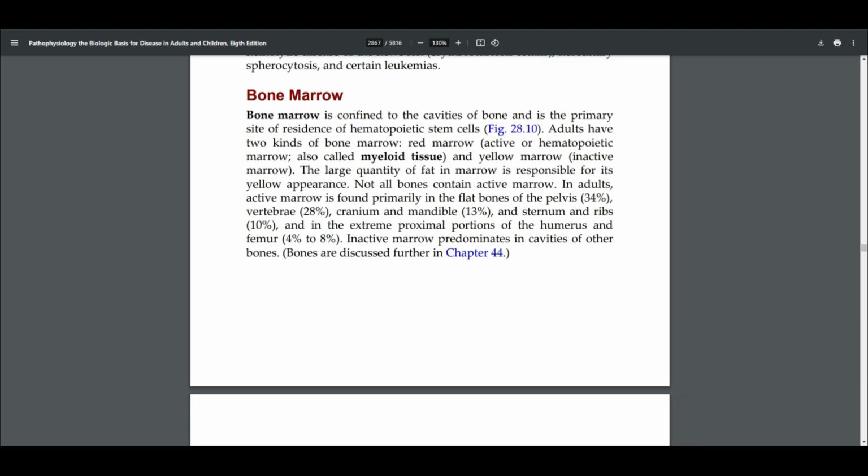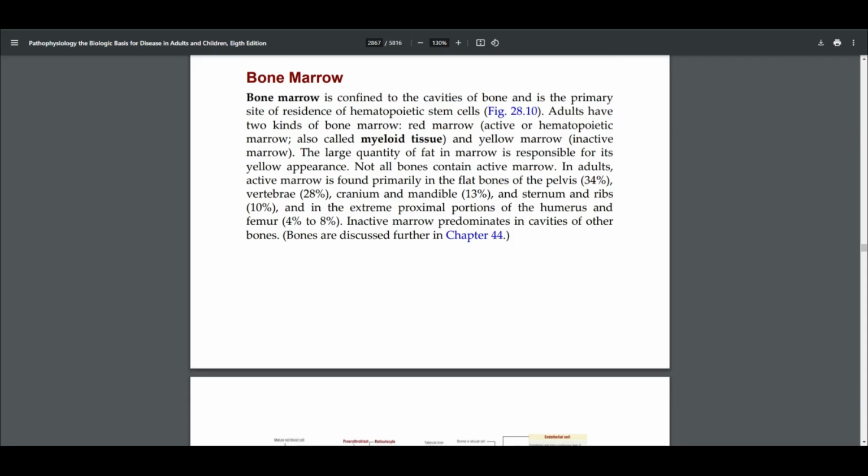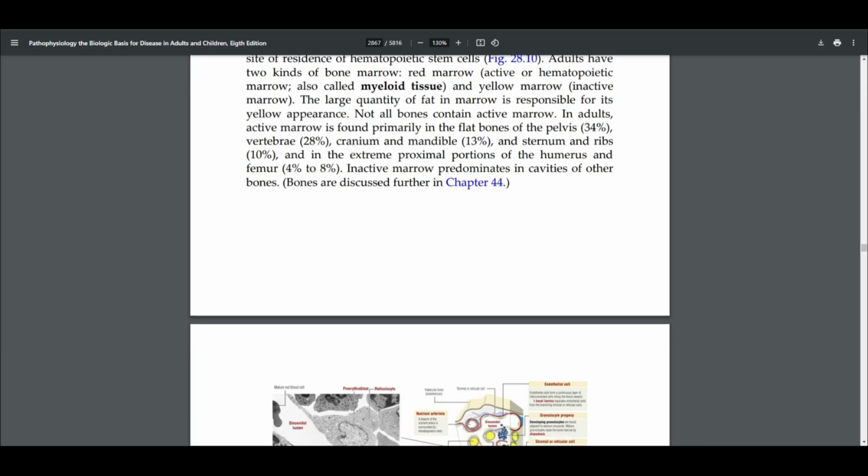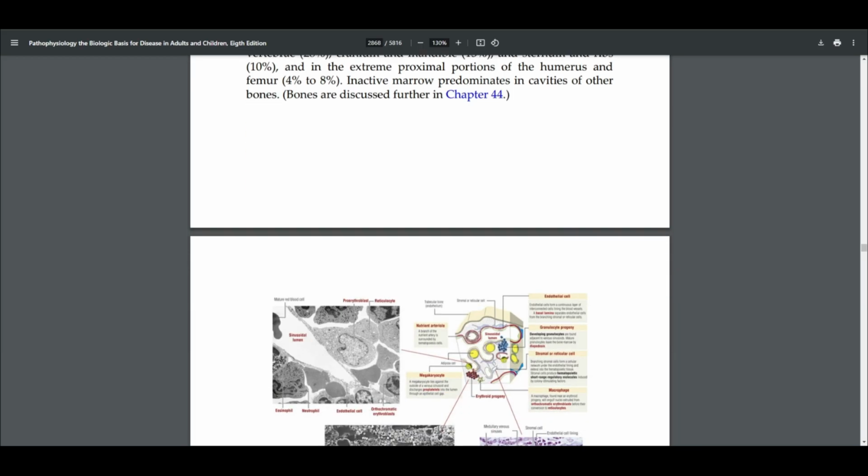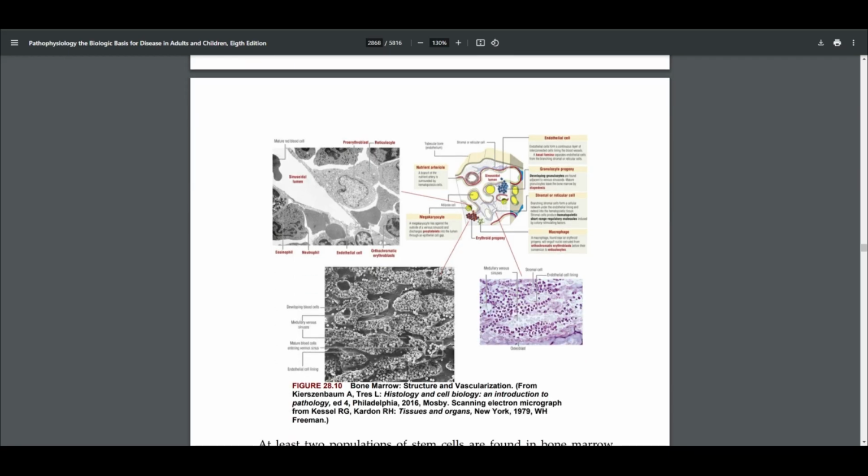So, bone marrow. Bone marrow is confined to the cavities of the bone and is the primary site of residence of hematopoietic stem cells. Adults have two kinds of bone marrow, red marrow and yellow marrow. A large quantity of fat in marrow is responsible for its yellow appearance. Not all bones contain active marrow. In adults, active marrow is found primarily in the flat bones of the pelvis, vertebra, cranium, and mandible, and sternum and the ribs, and in extreme proximal portions of the humerus and femur. Inactive marrow predominates in the cavities of other bones. So here we're taking a look at bone marrow.